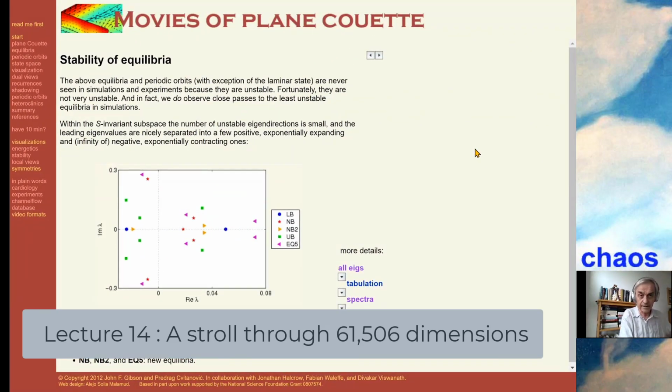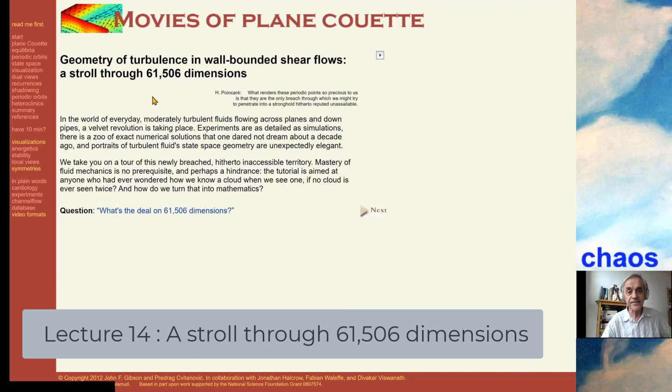So this is a little tutorial to learn about how to use dynamical systems ideas in infinite dimensions, exemplified by fluid dynamics. It's part of the Chaos book. What's plotted here is a system which has 64,000 dimensions. I will actually look at it. 61,506 dimensions.